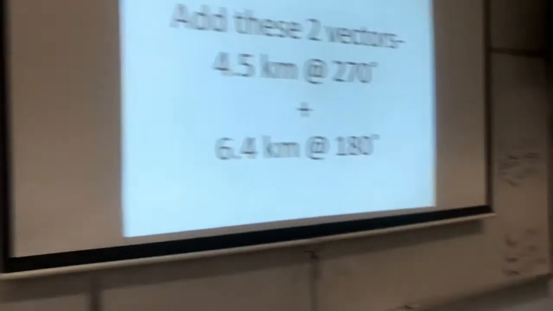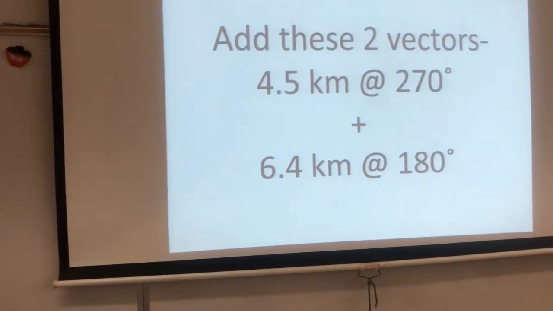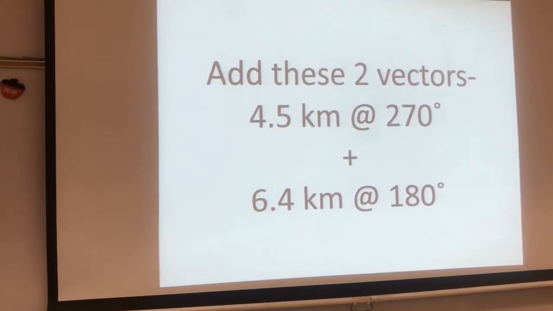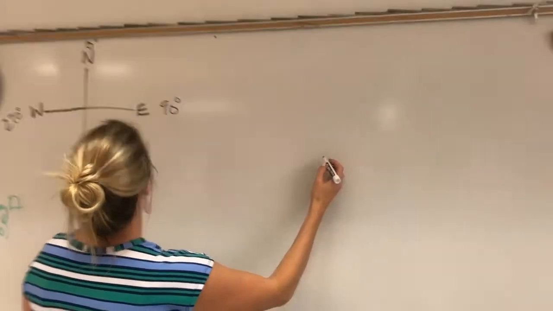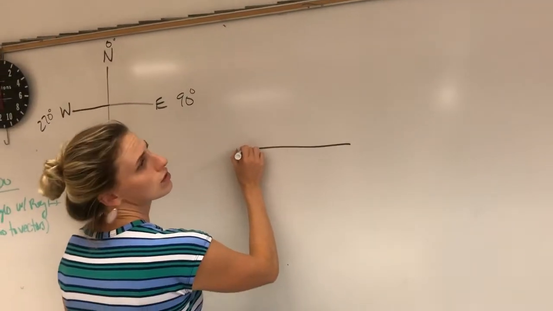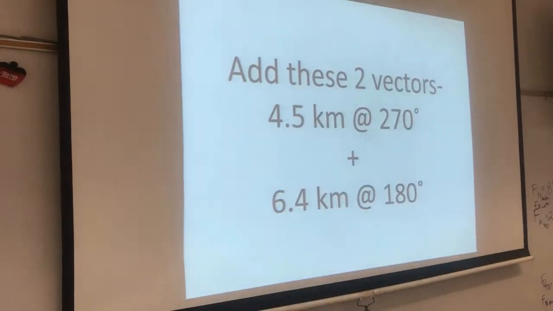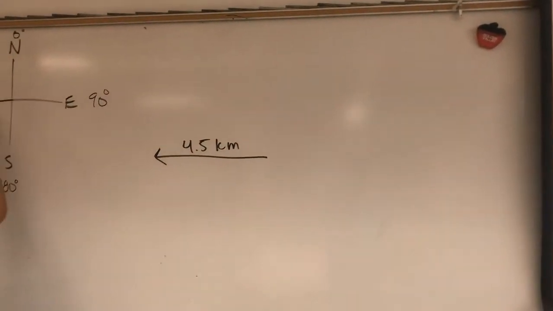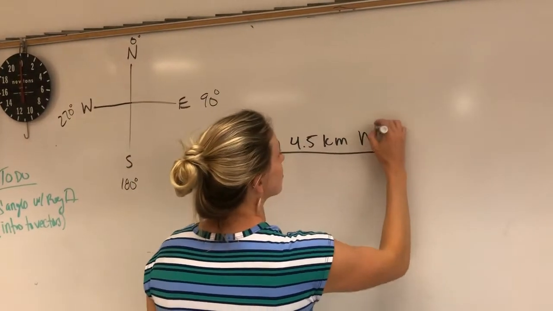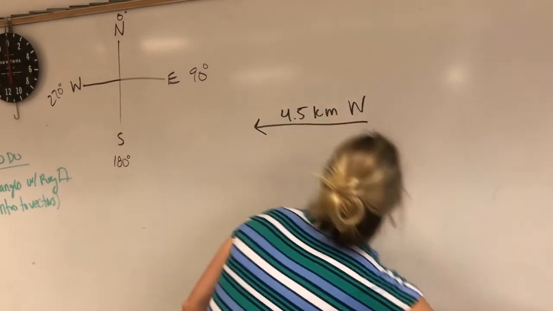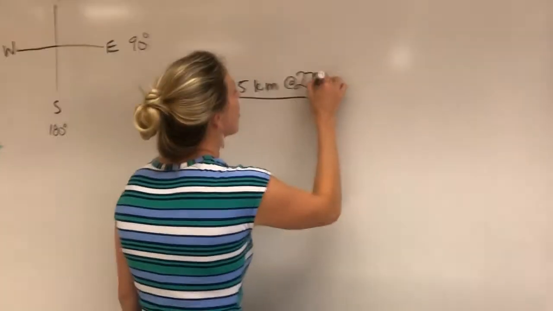Add these two vectors. 4.5 kilometers at 270 and 6.4 at 180. 270, where is that on a map? Up, down, left, or right? Left, baby. That way. So I'm going to go ahead and draw this like this. Okay, so this is 4.5 kilometers at 270. And again, I got that because 270 is right here. Include the direction in your label. Good idea. West. Actually, I'll say at 270. They are the same thing.